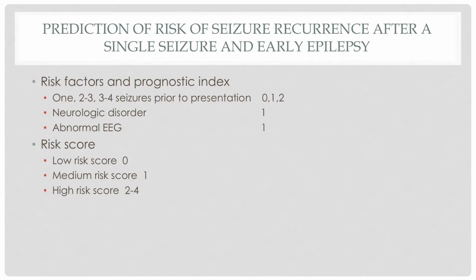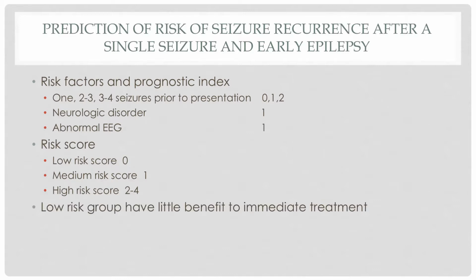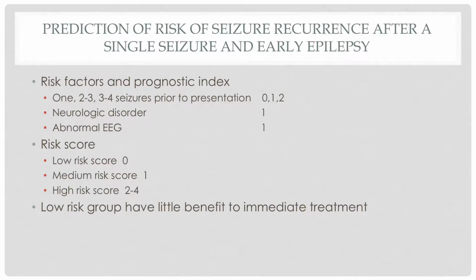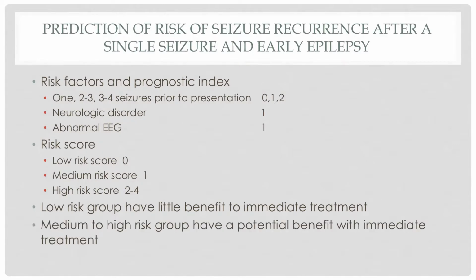So low risk was assigned 0. Medium risk was assigned 1 point. High risk 2 to 4 points. So the finding is that people with low risk have little benefit from immediate treatment. There's no point to treat early in people with low risk, whereas people with medium to high risk may benefit from early treatment.